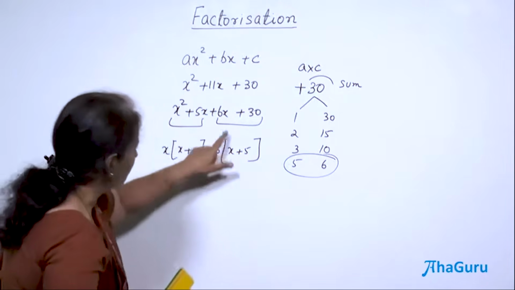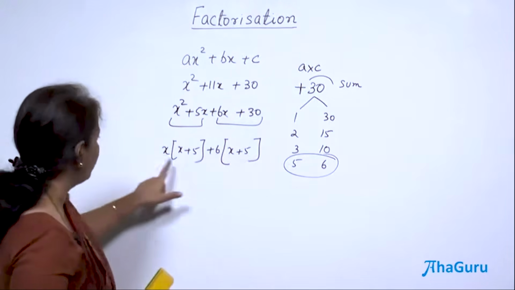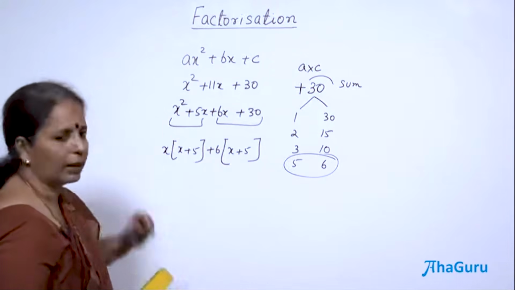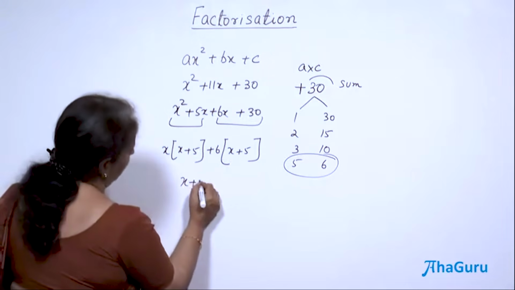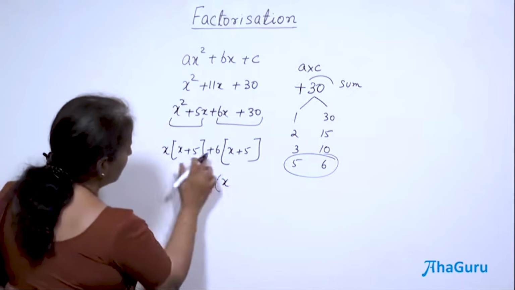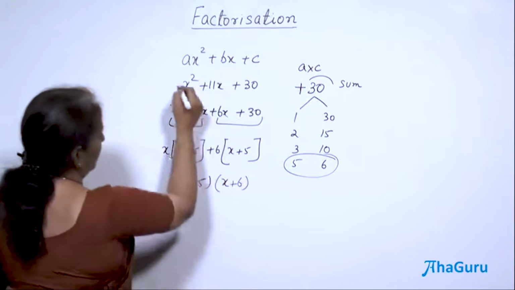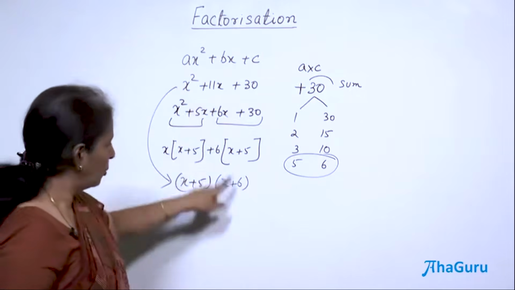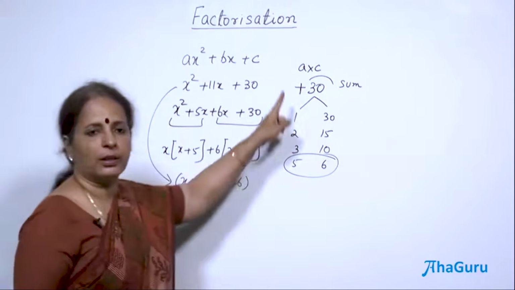So, 6 into x, 6x, 6 into 5, 30, x into x, x square, x into 5, 5x. So, this can be written like this. This finally turns out to be x plus 5, since it is common to both, multiplied by x plus 6. So, this is nothing but this. So, we have split this middle term to get the two factors using this format.